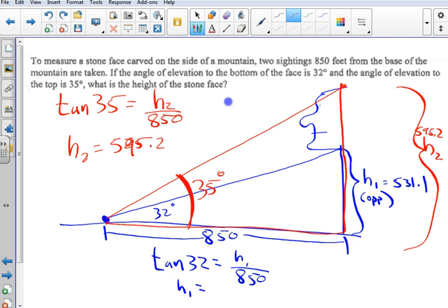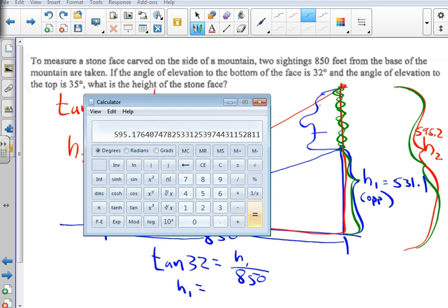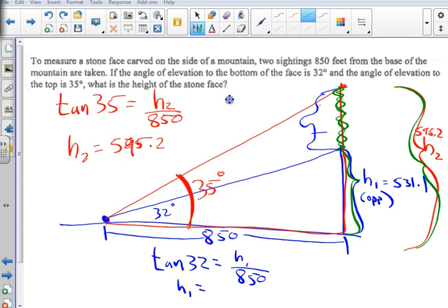Now, they want how tall the face is. But a quick inspection will make you realize that that's just going to be h2 minus h1. So it's going to be 595.2 minus 531.1. So 64.1, we'll say. So the height of the face is 64.1 meters. Feet. Sorry, physics teacher used to working in meters all the time.